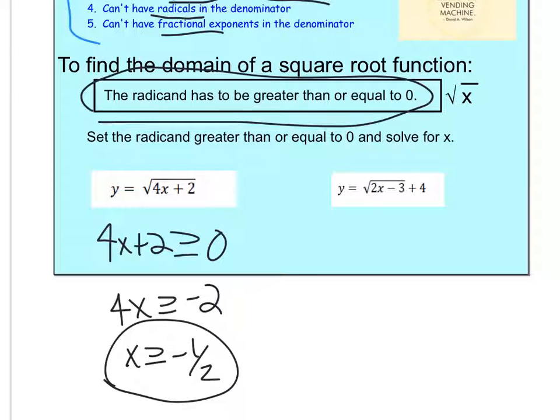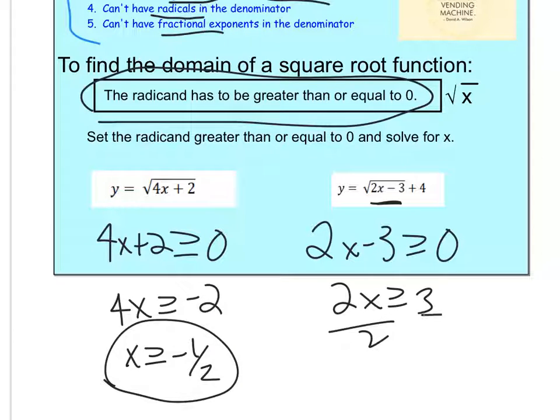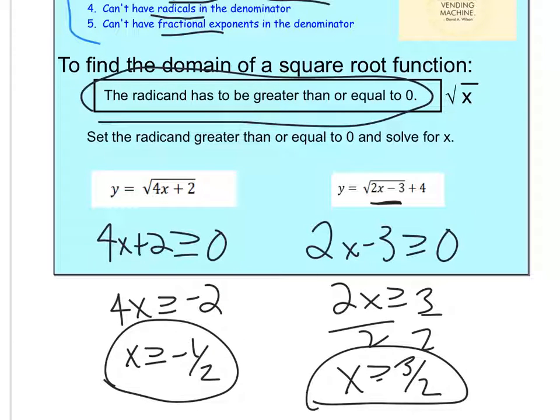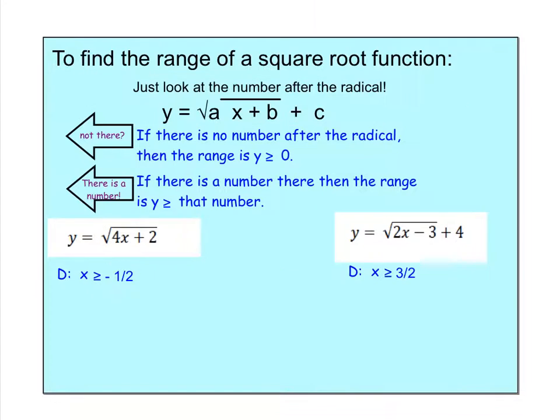So here, just this part goes underneath. 2x minus 3 greater than or equal to 0. So 2x greater than or equal to 3. X greater than or equal to 3/2. There is my domain. All right?